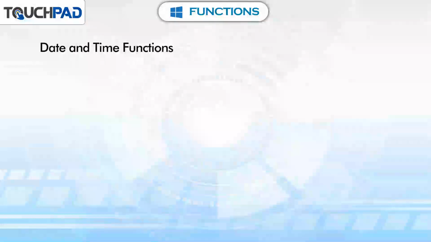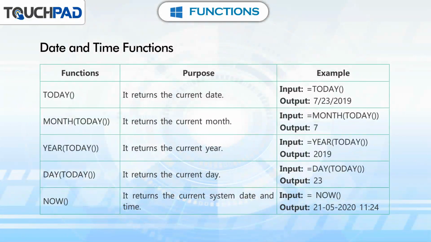Date and time functions. Functions, purpose, example. TODAY() returns the current date. Input: =TODAY(). Output: 7/23/2019. MONTH(TODAY()) returns the current month. Input: =MONTH(TODAY()). Output: 7. YEAR(TODAY()) returns the current year. Input: =YEAR(TODAY()). Output: 2019.